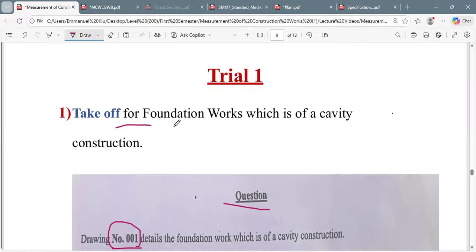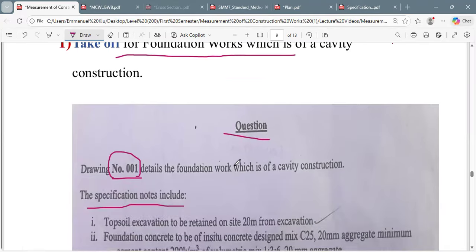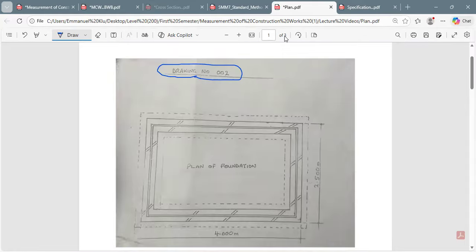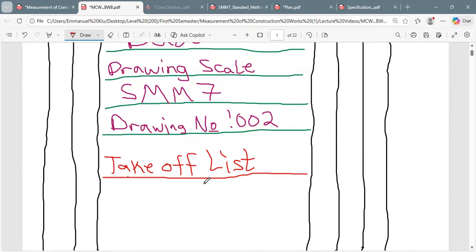If they say we should take off for foundation work, which is of cavity construction, first of all, you realize that we have to start from excavation of topsoil. Or even that, we have to clear the site. But let's say that the site is already cleared and you're just coming to begin. What are you supposed to do? You're supposed to start with the excavation of topsoil. So let's move to our takeoff sheet and then we list them.